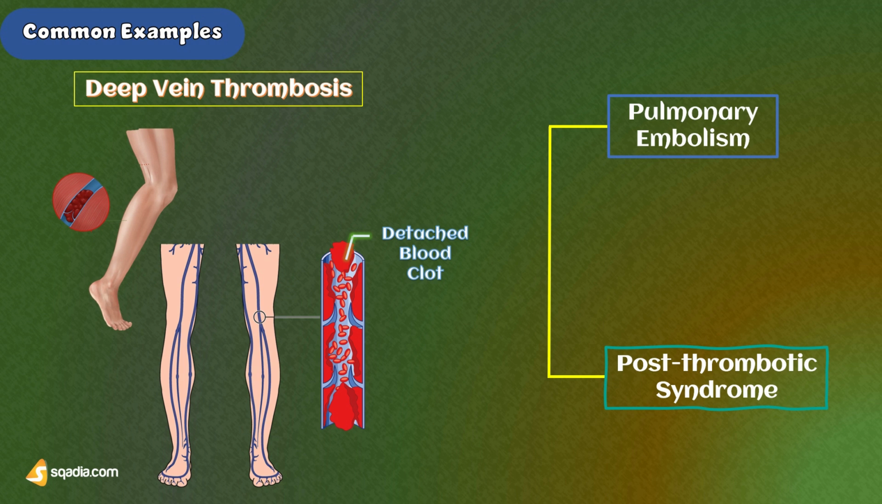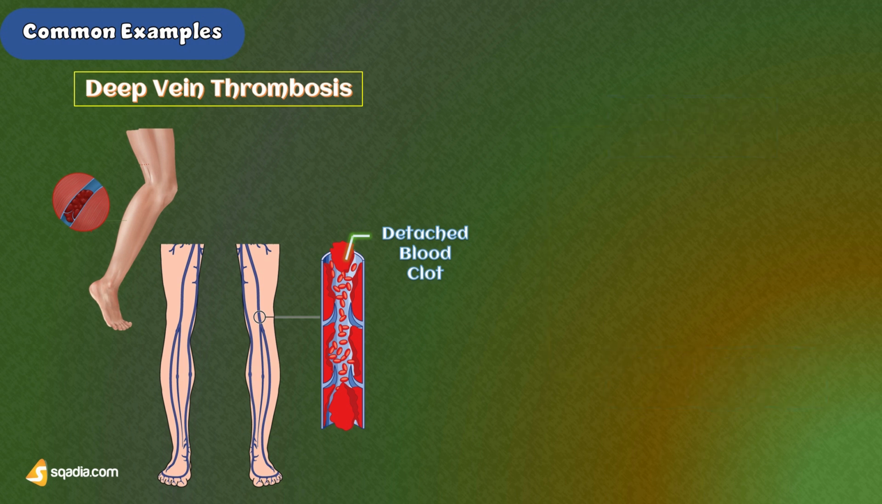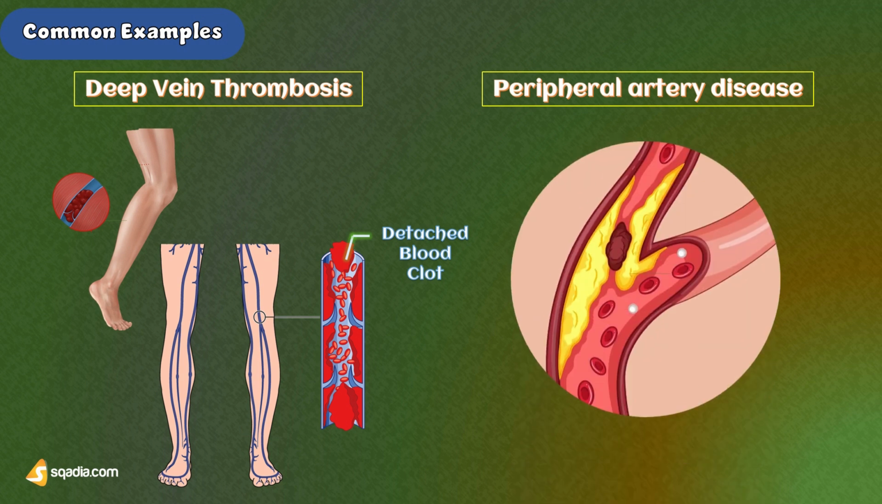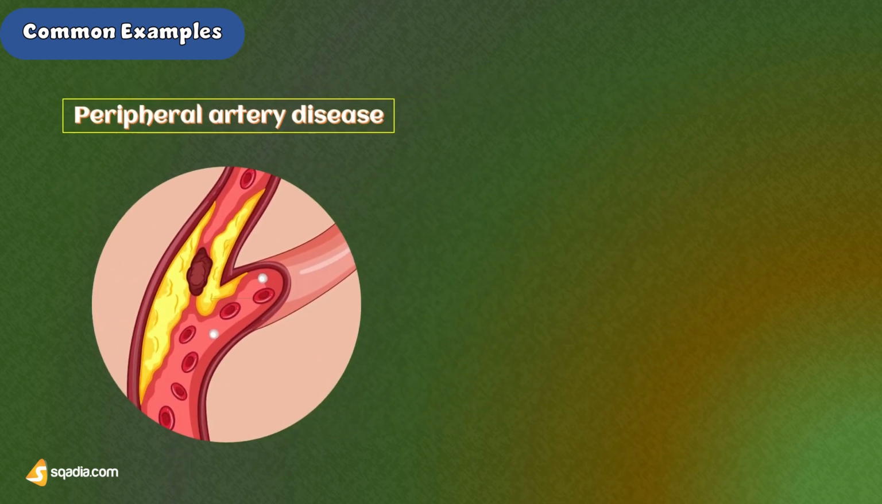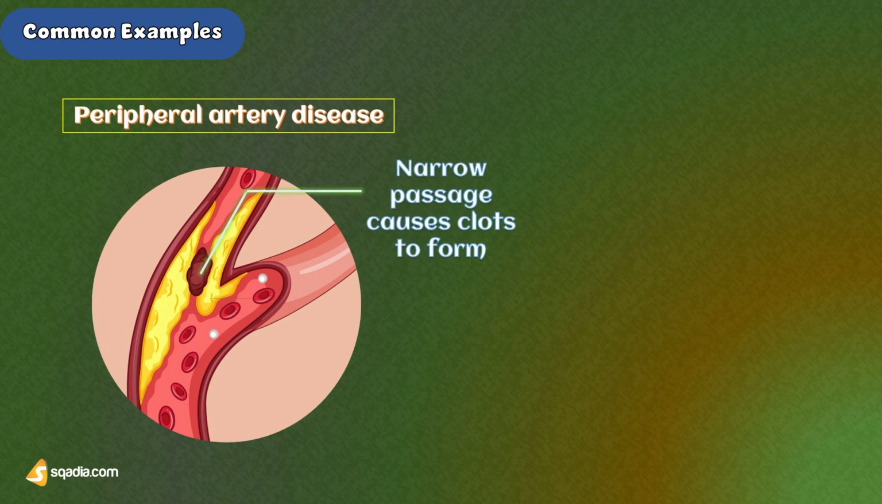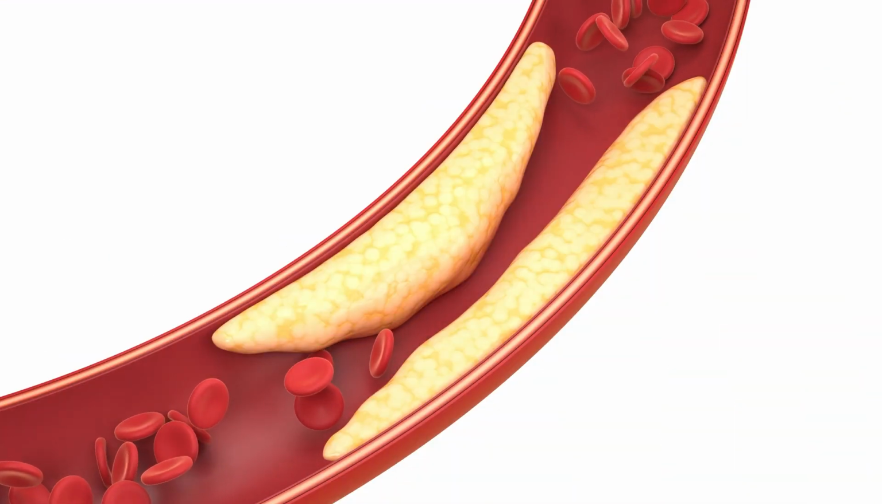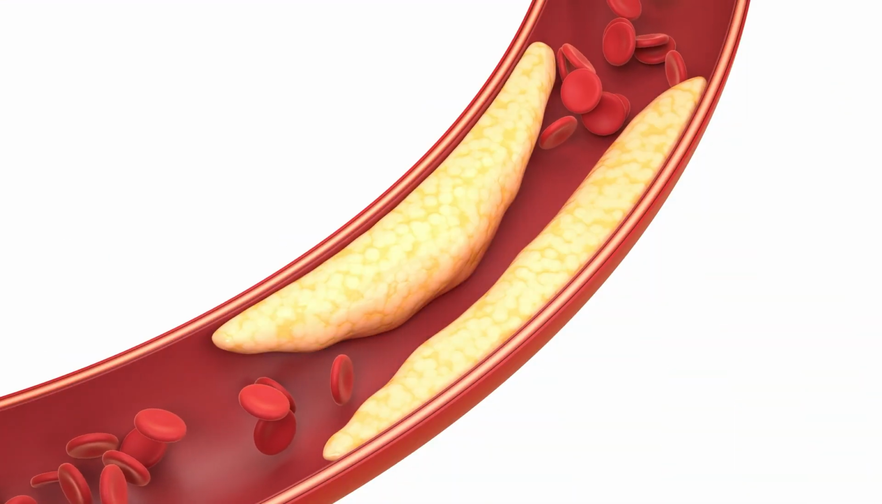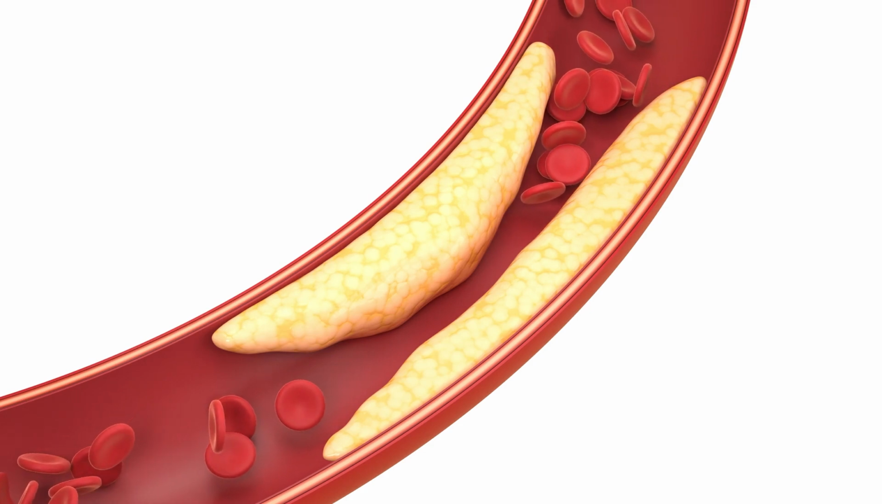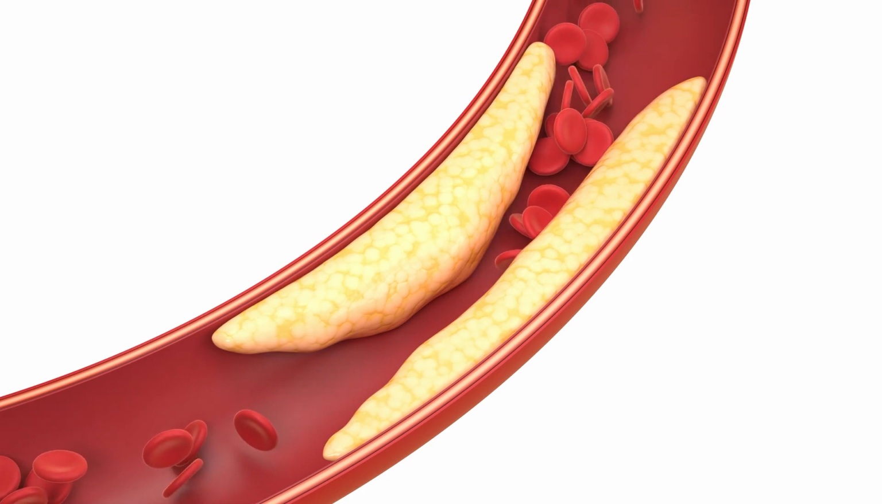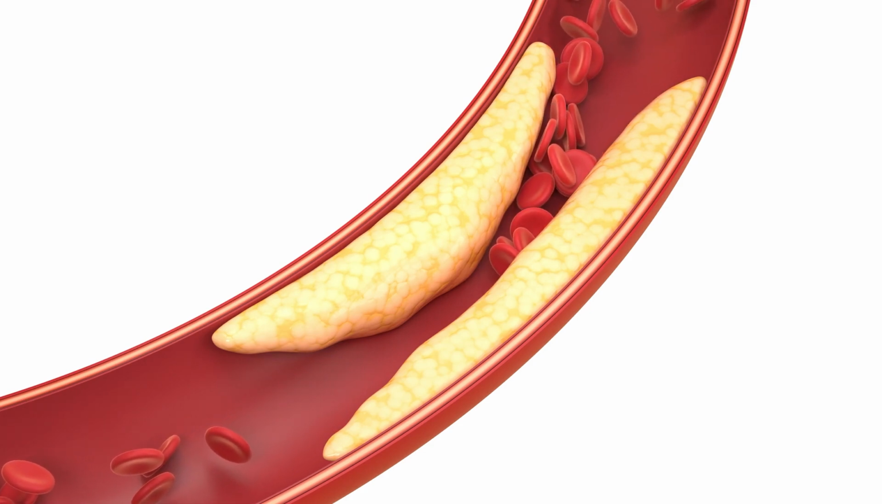Let me tell you about another condition that can lead to clot formation in the lower limb. It is called peripheral artery disease, or PAD, a condition that causes narrowing or blockages in the arteries that supply blood to the lower limbs, can lead to reduced blood flow and an increased risk of blood clots forming. Peripheral artery disease is caused by the buildup of fatty deposits, plaque, in the walls of the arteries, which can narrow or block blood flow to the affected area.